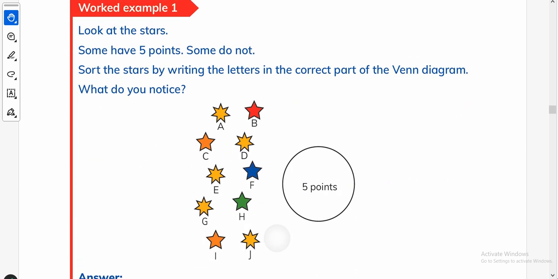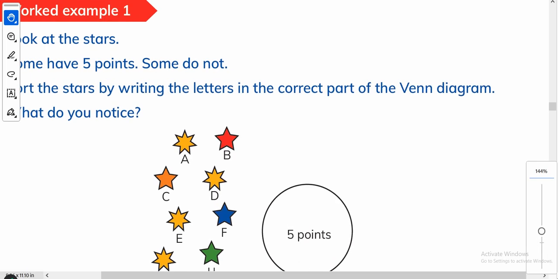What is next? Look at the stars. Some have 5 points, some do not. Sort the stars by writing the letters in the correct part of the Venn diagram. What did you notice?